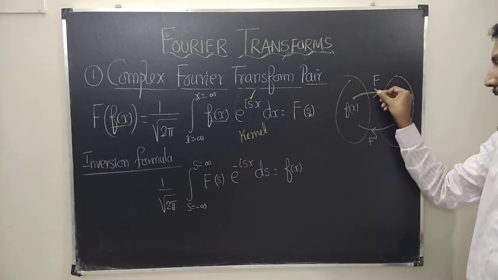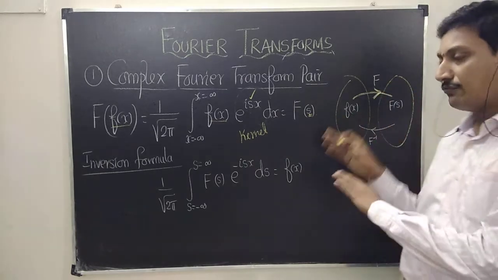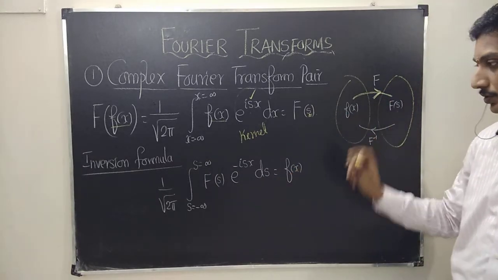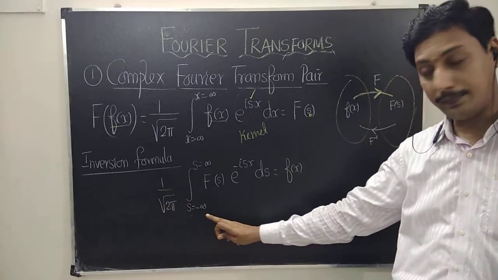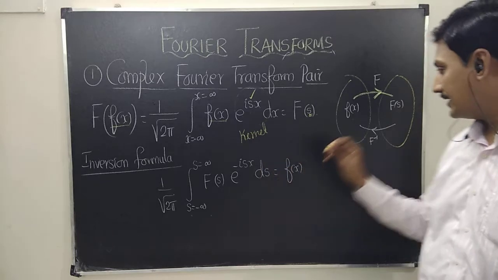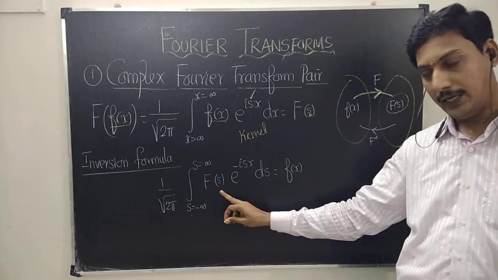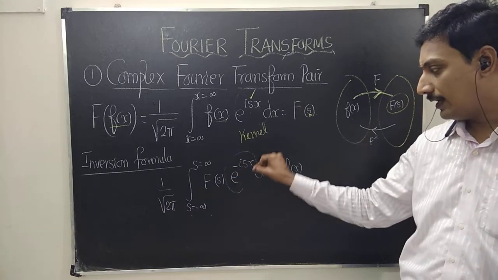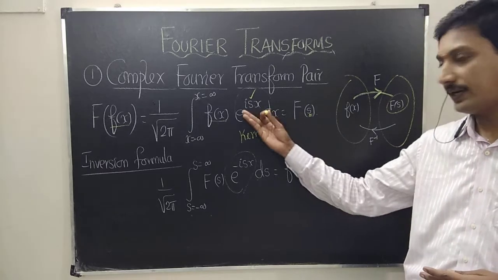This way. What about the reverse? This is called the inversion formula. The inversion formula means the input is s, and the outcome is x. So 1 by square root of 2 pi, integral s equal to minus infinity to plus infinity. Let us integrate the input variable f of s e to the power minus i s x ds. So now this is called the inverse kernel of the given Fourier transform.